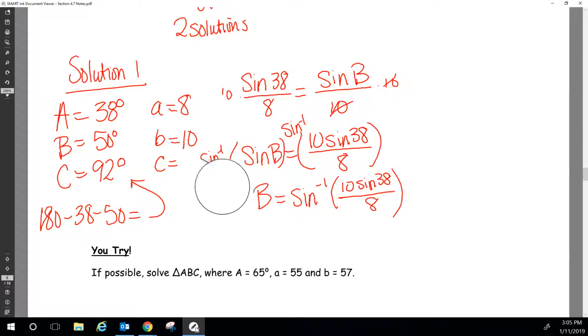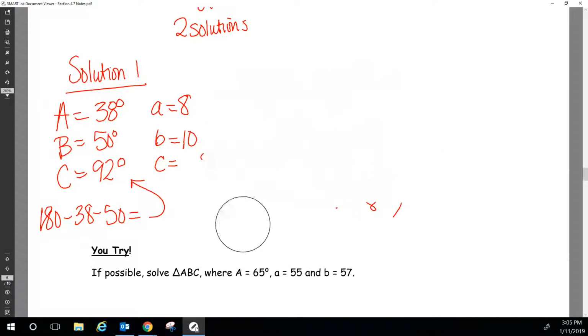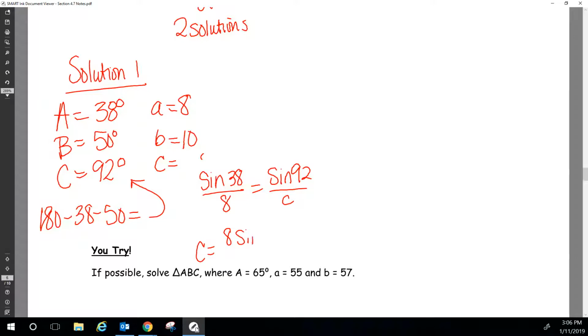I'm going to erase it. And I'm going to use law of sines again. So sine 38 over 8. This time I'm going to use sine 92 to find little c, which means little c is 8 sine 92 divided by sine 38. And that gives me 13 for little c. All right, so there's our first case.